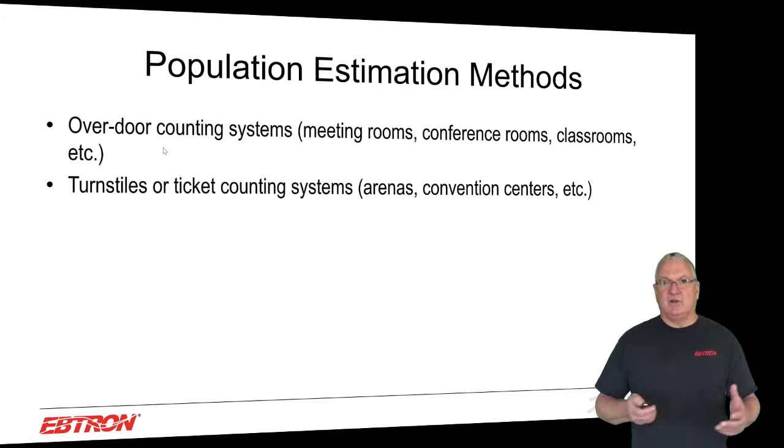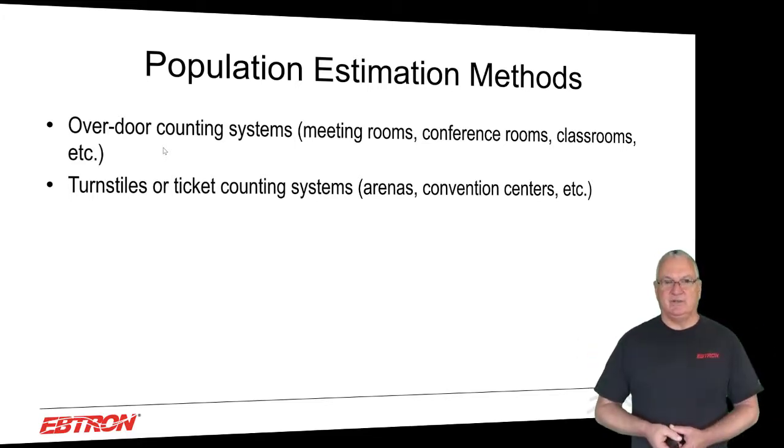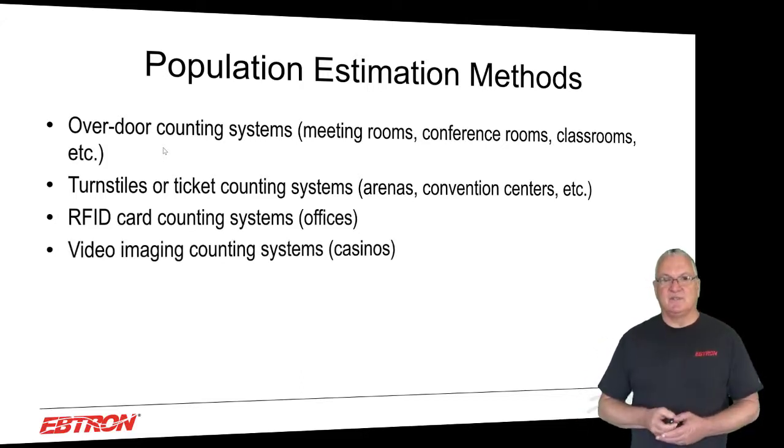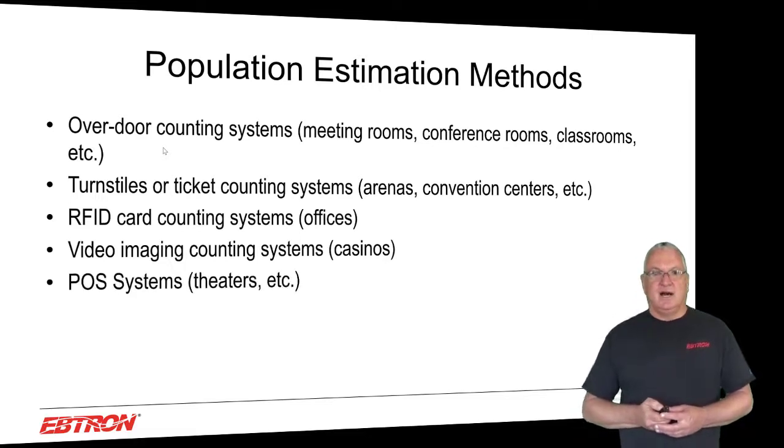You go into a big arena or something with a big volume of space where the lag is huge. Why aren't you using your turnstiles, if it's still got mechanical turnstiles, or your electronic ticket counting systems? You know how many people are coming in. You know how many are in there. We could have in offices RFID card counting systems. We could have video imaging counting systems in casinos.